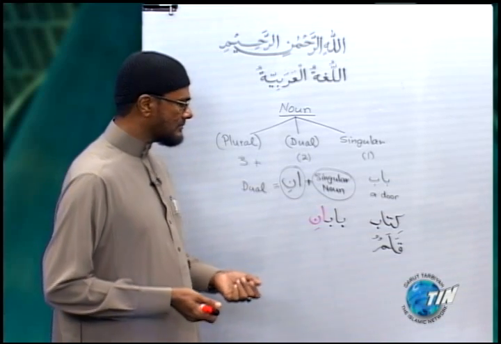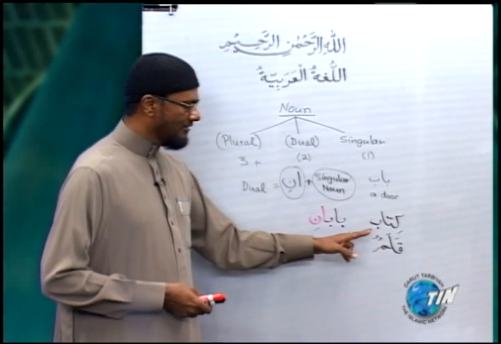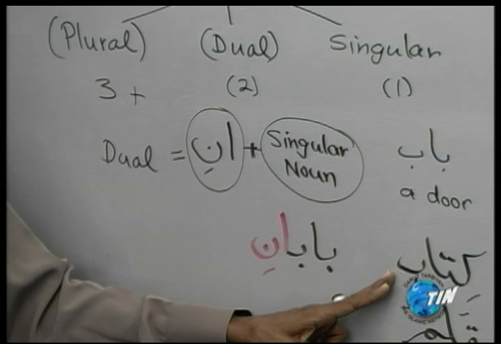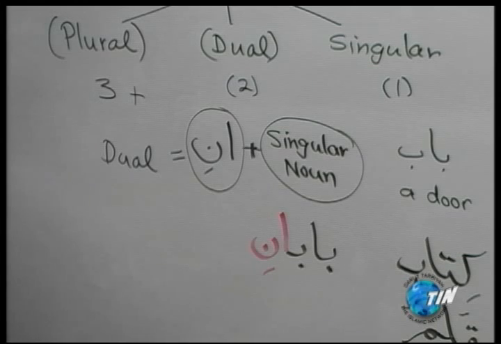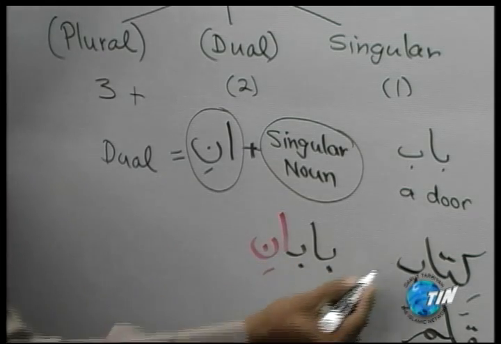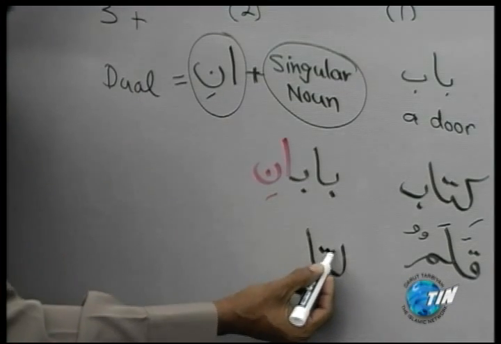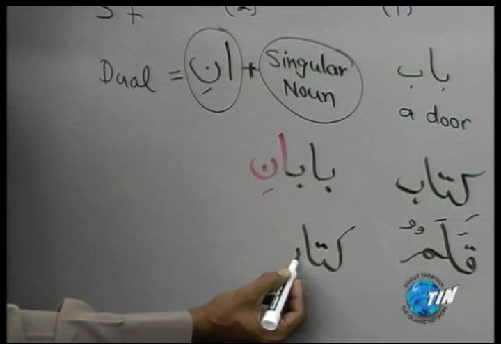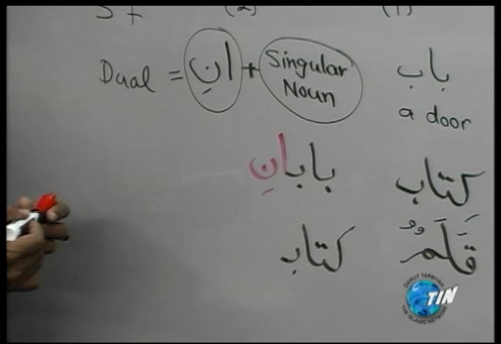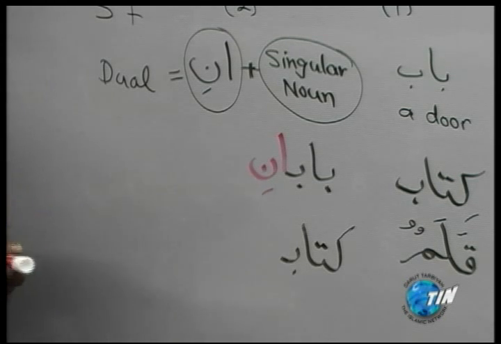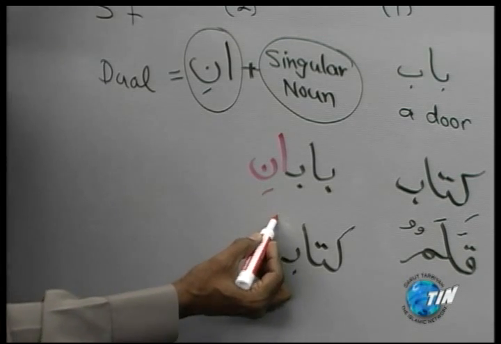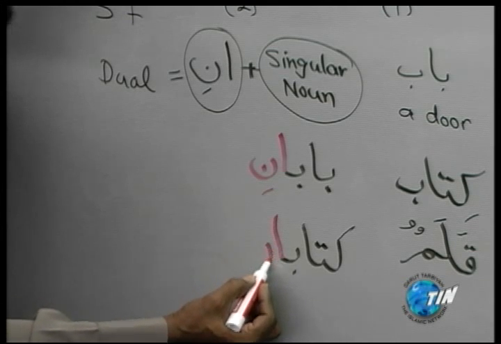Likewise, if you have the word kitab, kitab means a book, and we want to say 2 books, we take the singular noun kitab, and we add alif and noon, and the word becomes kitabani.